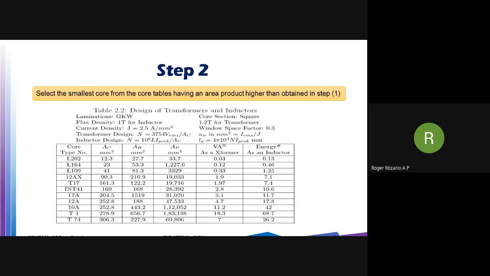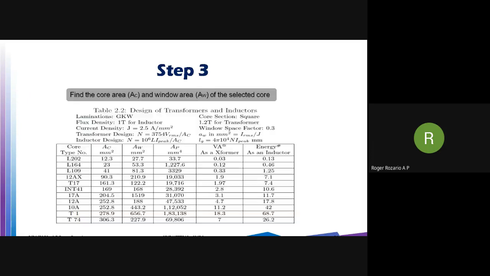So from this, using the core table, we found out the type of the core. From AC and AW, we found out the area product. From the area product, we found out the type of the core. After finding out the type of the core, we can fix the area of the core and area of the window. That is step 3.